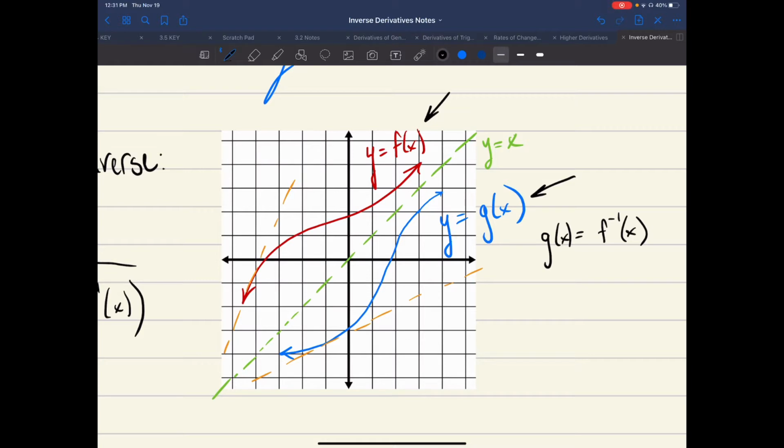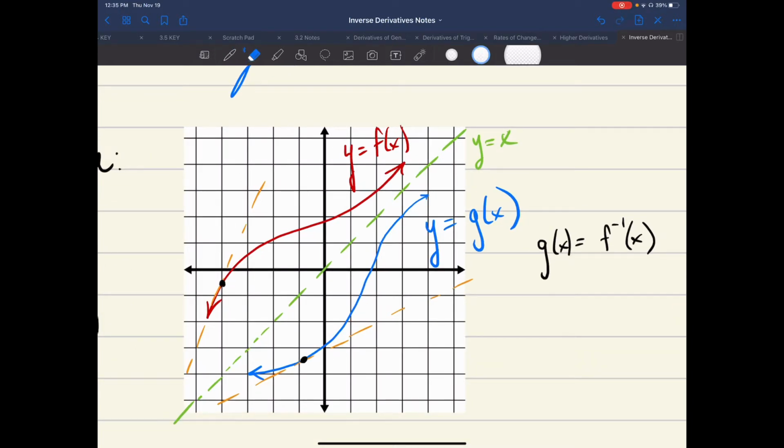As you can see, the red line and the blue line, I did my best to draw these reflected over that line. So if on the red line I have this coordinate at (2, 3), then on the blue line it should be at (3, 2). And you can see that those reflect over y equals x. That's what's causing the reflection, just the swapping of x and y.